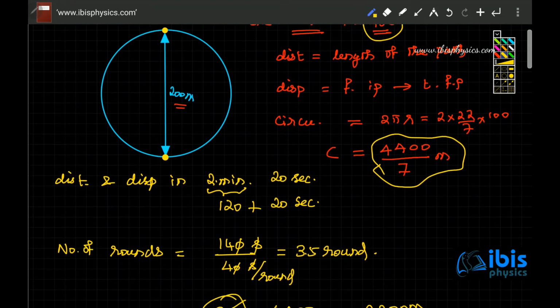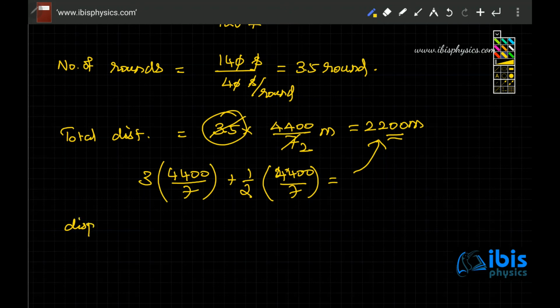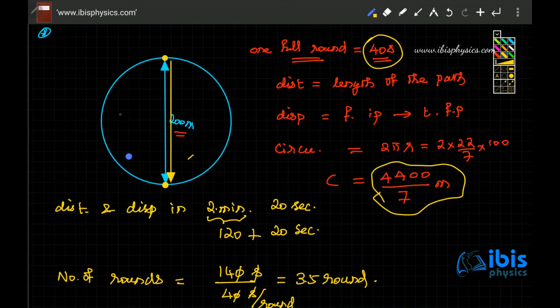And the displacement: he was here initially, and after 3.5 rounds he is here. So the shortest distance from the initial point to the final point is this distance, which is equal to the diameter. So the displacement is 200 meters. If he made 3 full rounds, then 3 times 4400 by 7 is the distance, and the displacement is 0, because after 3 rounds he comes back to the same point.